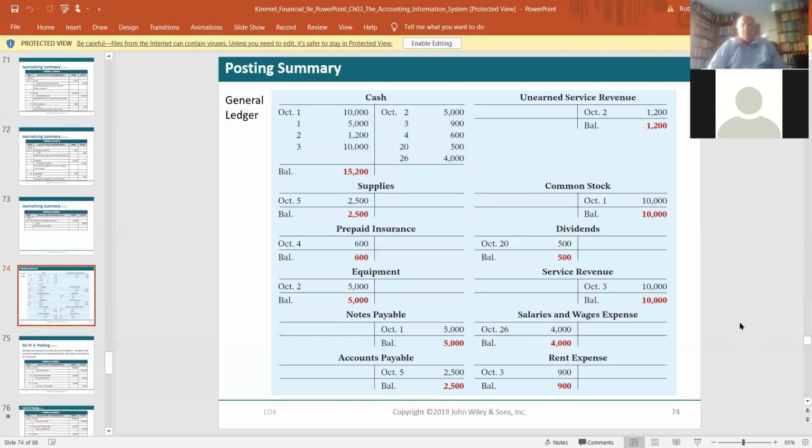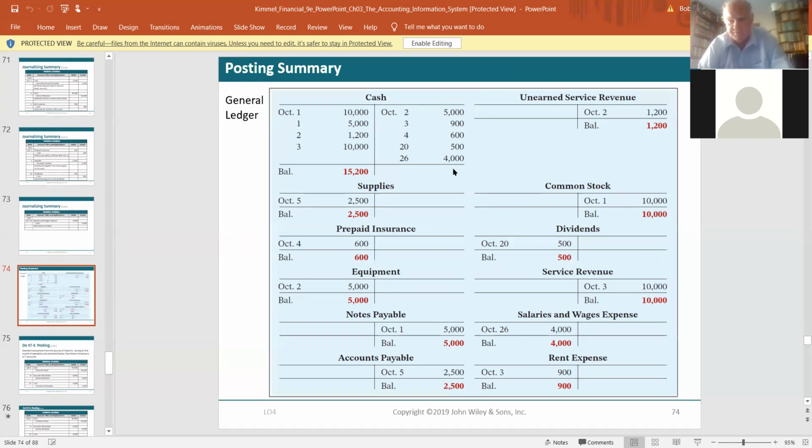Take a look at your general ledger here. This is, again, a simple look at the general ledger. This is at the end of the month now. You have cash. You started off with 0. You brought in 10,000 in cash, 5,000. You end up with a balance of 15,200. You got that number by adding the debits and subtracting the credits, and the high man wins. Hopefully we never had a credit balance in cash.